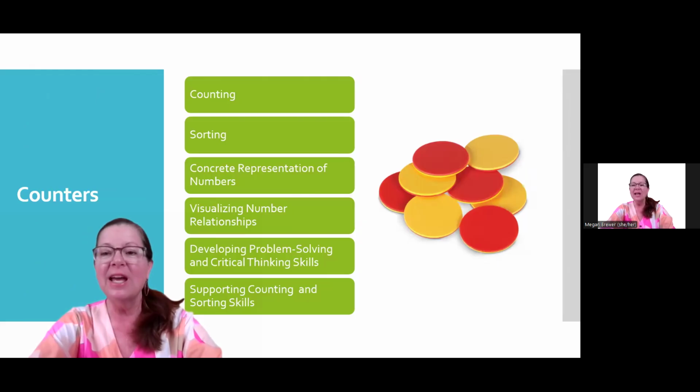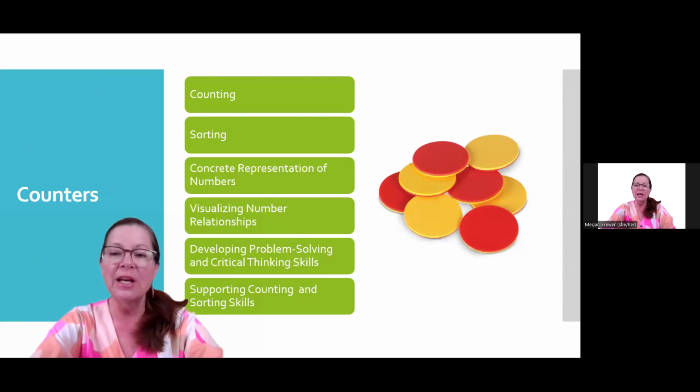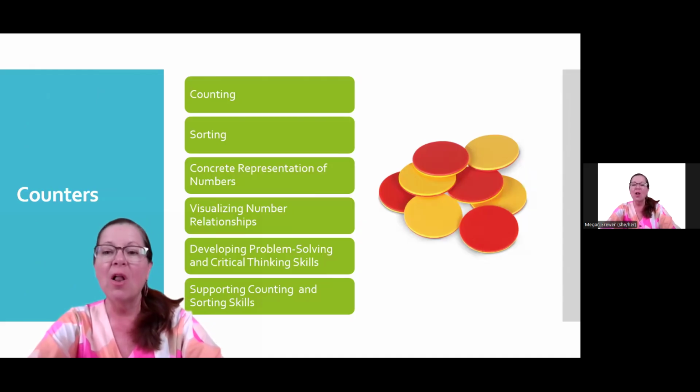Counters. Two-sided counters are valuable in kindergarten for developing a concrete understanding of math concepts. They aid in counting, sorting, and probability activities, while also fostering critical thinking and problem-solving skills. These manipulatives provide a hands-on approach to learning, allowing students to explore number relationships and visualize mathematical ideas. Here's a more detailed look at why they're beneficial.